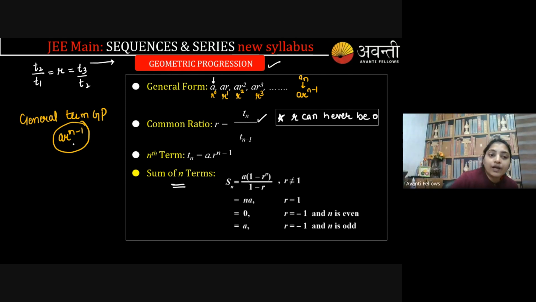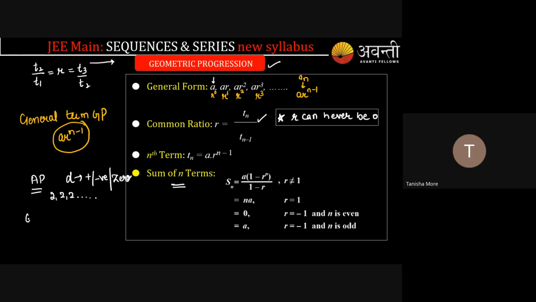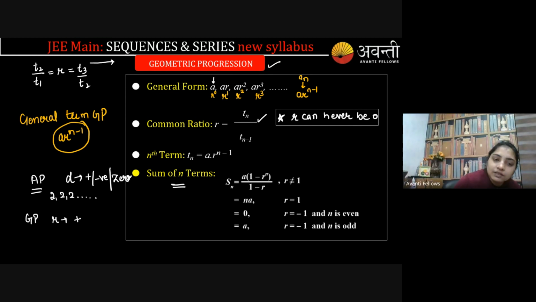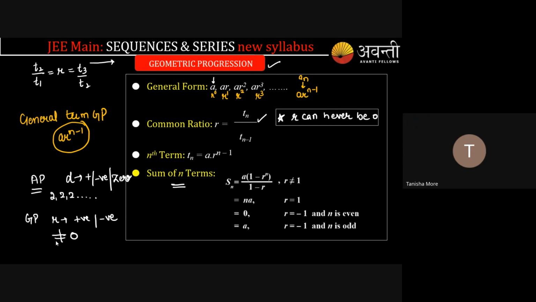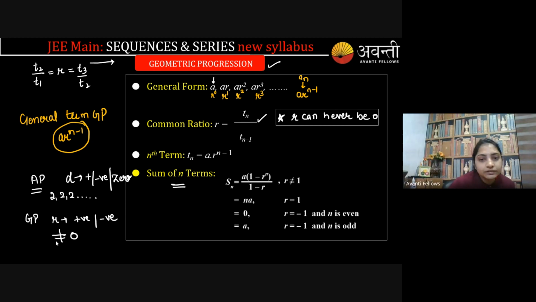हमने पढ़ा था, आपको याद होगा कि एपी में d जो है that can be positive, that can be negative, in fact it can be 0. If you have a sequence 2 2 2 2, then you must say that its difference is 0 but the terms are in AP, right? In GP, r can be positive, r can be negative, but it can never be equal to 0. So if the ratio is not 0, then a term can also not be 0.